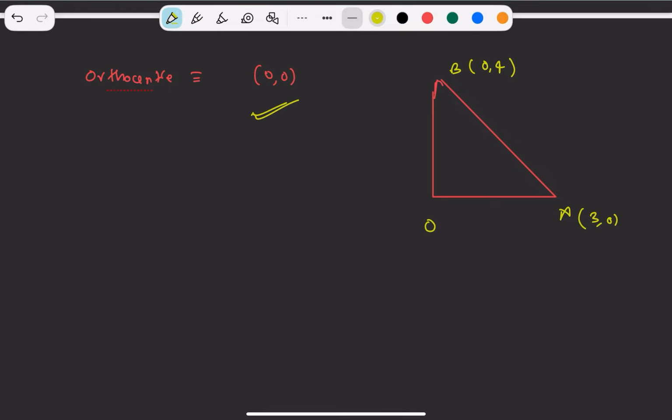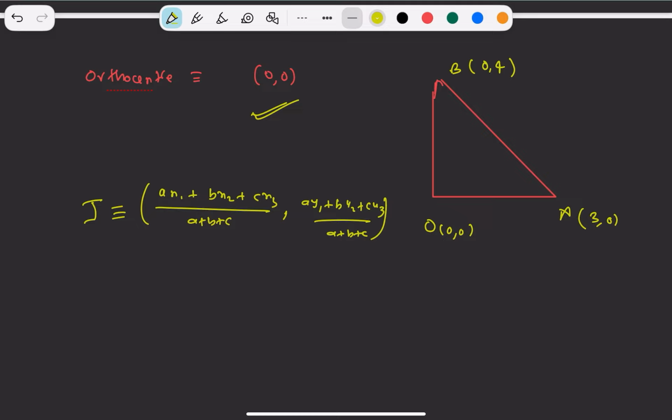What about the Incentre? Directly we have a formula. If you remember, Incentre means A x1 plus B x2 plus C x3 divided by A plus B plus C, and similarly A y1 plus B y2 plus C y3 upon A plus B plus C. So we can apply this formula and we will get the Incentre. What is A here? A is a distance. This is the vertex A. So this distance will be 4, this will be 3, and this will be root of 9 plus 16, so root 25, that is 5, right or not?